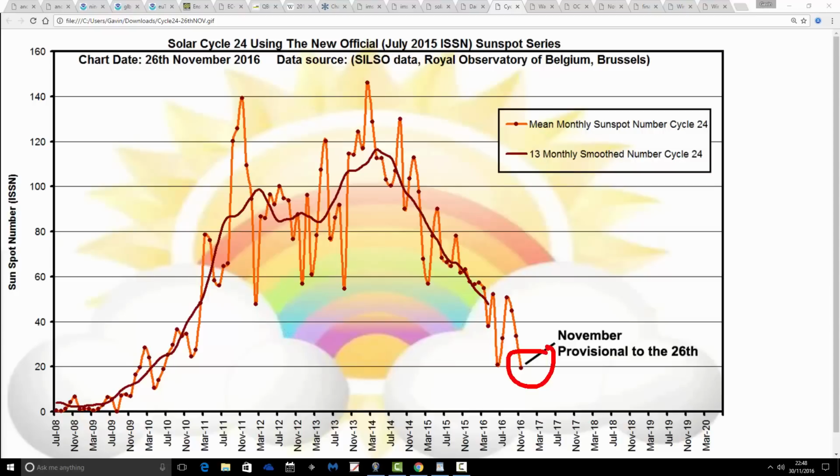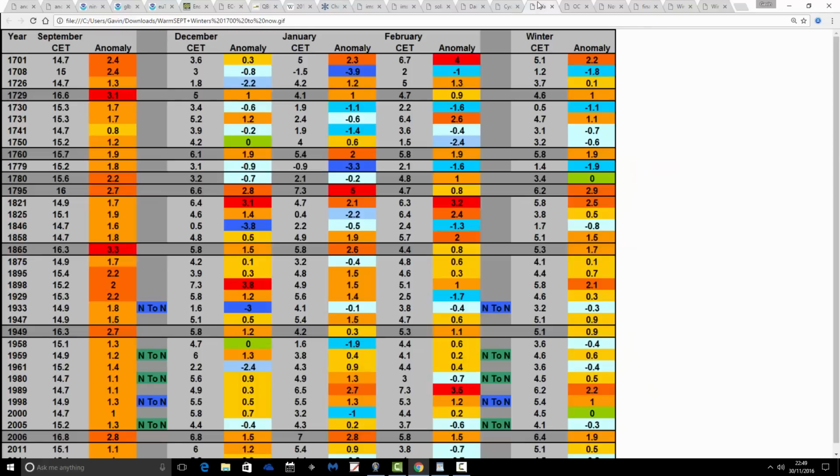So whilst we're not at the best part of the phase to get cold and blocked winters, the fact that the sunspot numbers are so minimal probably does help us a bit to get some blocking this winter. And then through the winter updates, we'll also be looking at analogues.